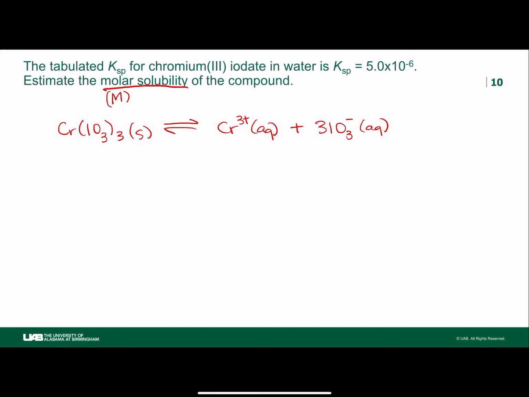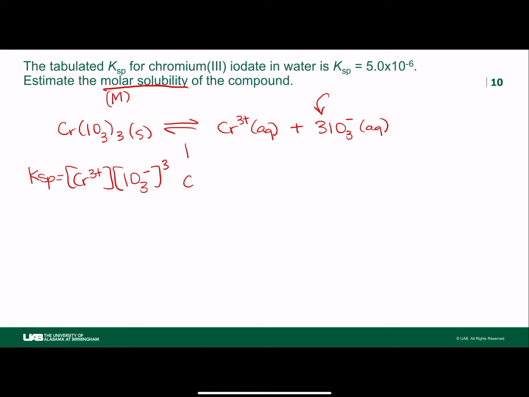Now, if I write the KSP expression for this, I'm going to end up with chromium 3 plus times iodate minus cubed, because I have to take that coefficient of 3 into account. Now, if I set up an ice table, I don't care about the solid because the solid is not included in the equilibrium constant expression, so I can ignore the whole reactant side.